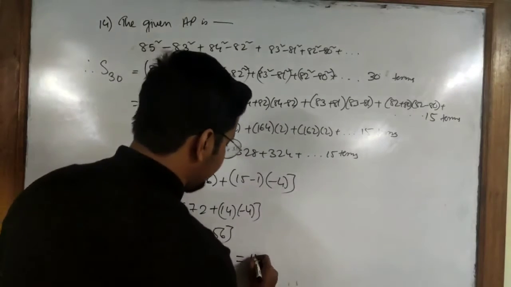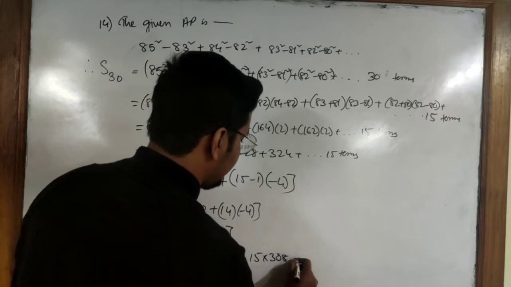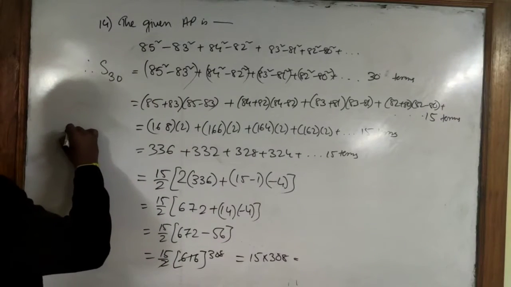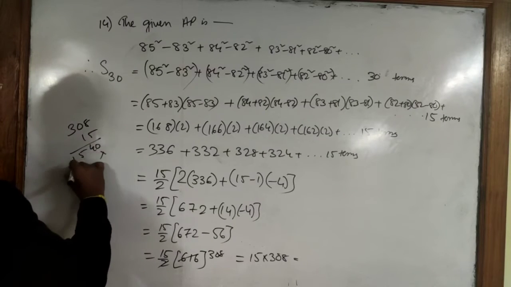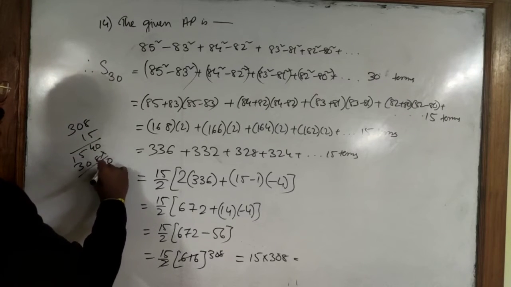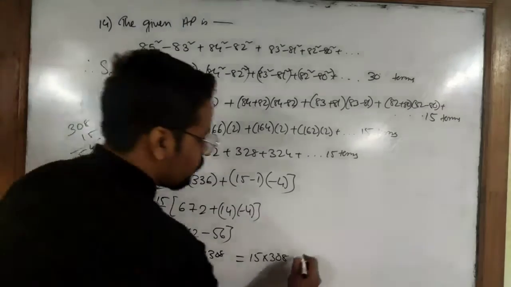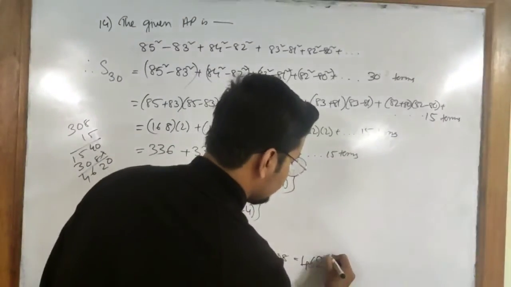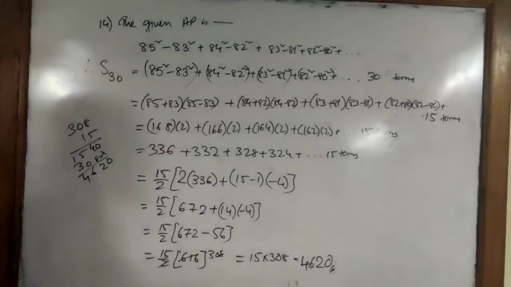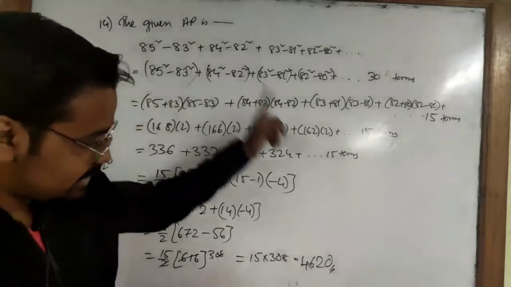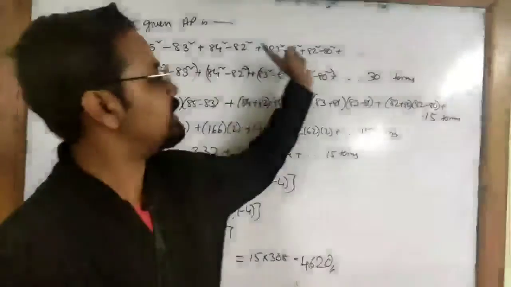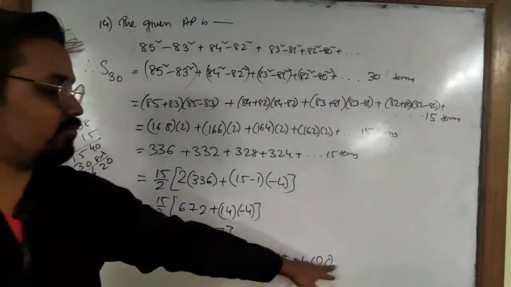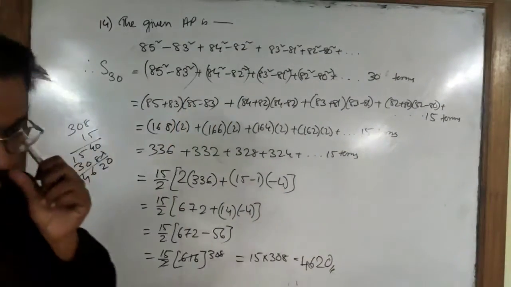So the value is 15 into 308. Let's find the value. 308 into 15 is 4620. This is the value of the sum of this series up to the 30th term. So if you keep on adding the 30 terms, you will get the value 4620. So I hope that's clear.